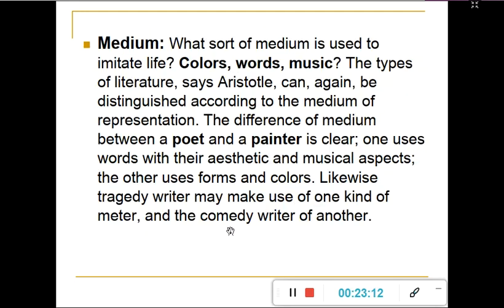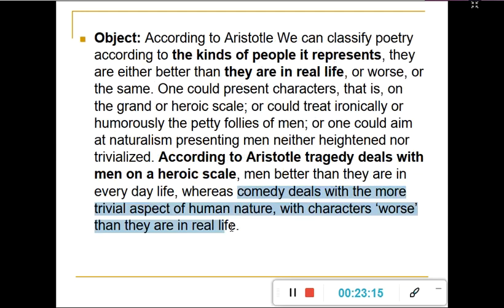يبقى دي الأوبجكت، هي دي موضوعهم عبارة عن إيه، إما to represent people as they are in life, or just represent them as trivial, trivial subject for comedy, grand or on a heroic scale, represent them ironically, humorously, and so on.